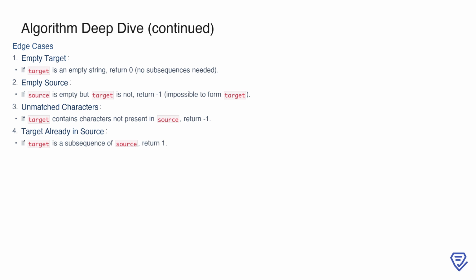There are a few edge cases to consider when implementing this solution. If the target string is empty, no subsequences are needed, so we return 0. On the other hand, if source is empty but target is not, it's impossible to form target, so we return -1. Similarly, if target contains characters that are not present in source, the result should also be -1, as it's not possible to form target under these conditions. Finally, if target is already a subsequence of source, we only need one pass through source, and the result is 1. Properly handling these edge cases ensures the algorithm works correctly for all possible inputs.